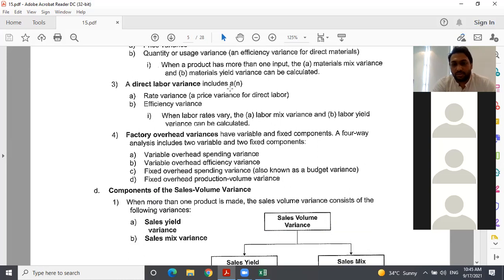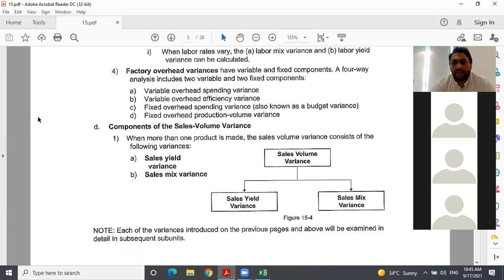Direct labor variance also includes rate variance and efficiency variance. Efficiency variance can also be divided into labor mix variance and labor yield variance. Factory overhead variance has variable and fixed components. A four-way analysis includes 2 variable and 2 fixed components: variable overhead spending variance, variable overhead efficiency variance, fixed overhead spending variance, and fixed overhead production volume variance.